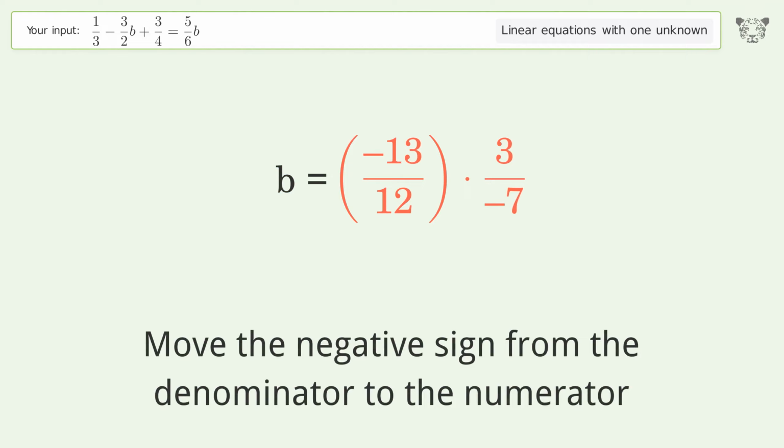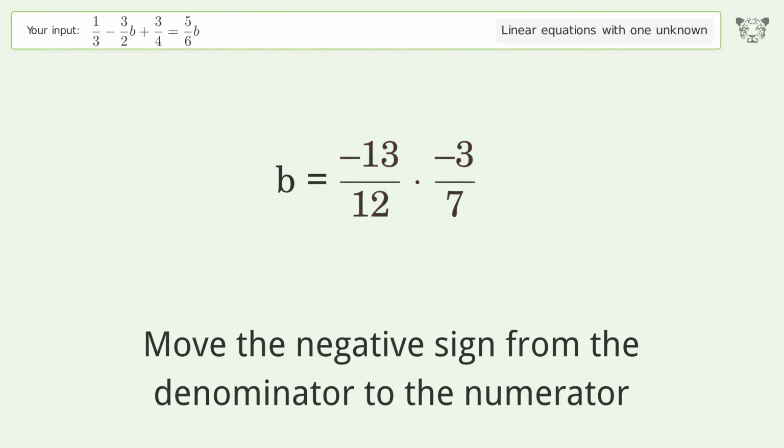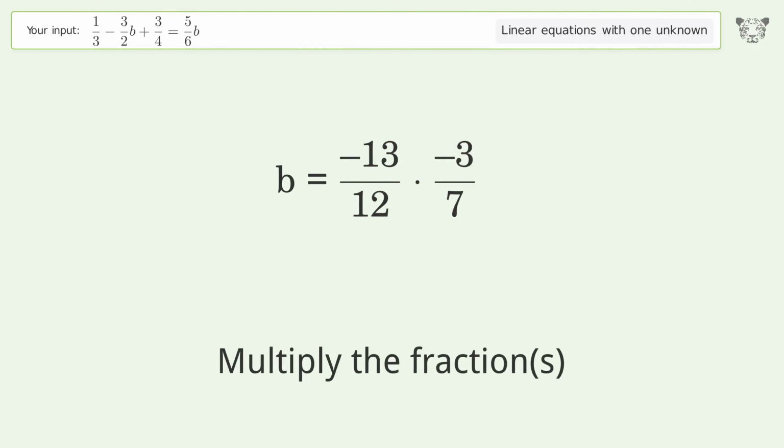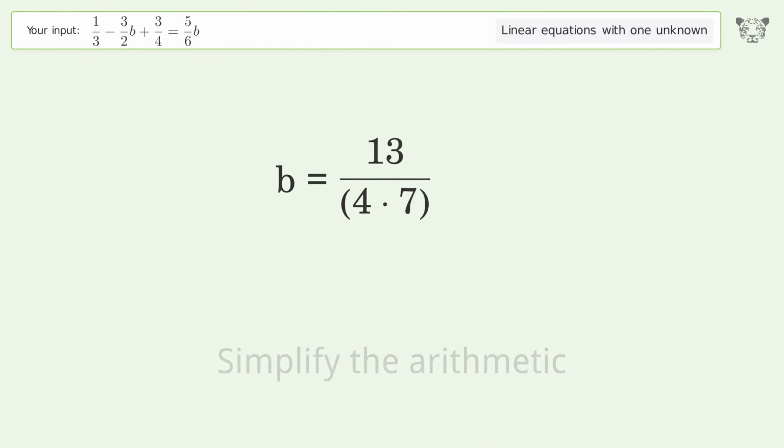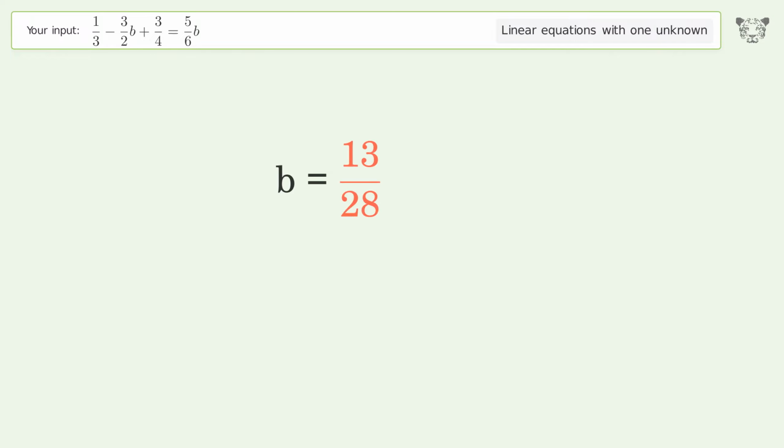Move the negative sign from the denominator to the numerator. Multiply the fractions. Simplify the arithmetic. And so the final result is b equals 13/28.